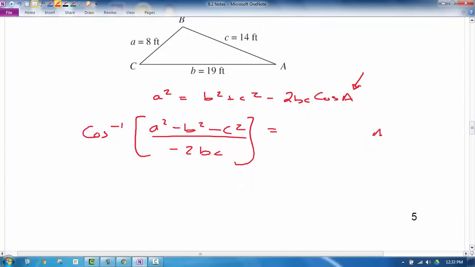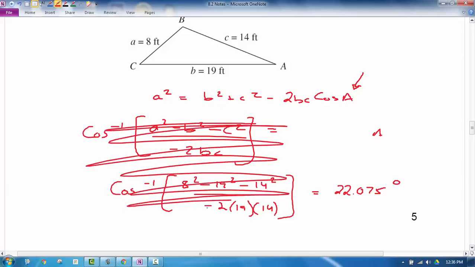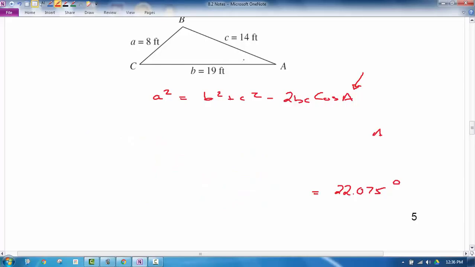You can plug in the numbers first and then solve if you want, which is what I do in the web work. It doesn't really matter, but I'll go ahead and plug this in for 22.075 degrees. Now, you are going to have to do this again for a different angle, because you need one more angle before you can subtract the other two from 180 to get the third. To find another one, you just use a different formula, for example, b squared equals a squared plus c squared minus 2ac cosine of angle B. It's the same process from this point. You plug in all the information, this time solving for angle B, same exact algebra. You will get a different answer, and then you can take 180 and subtract the other two to get the third.